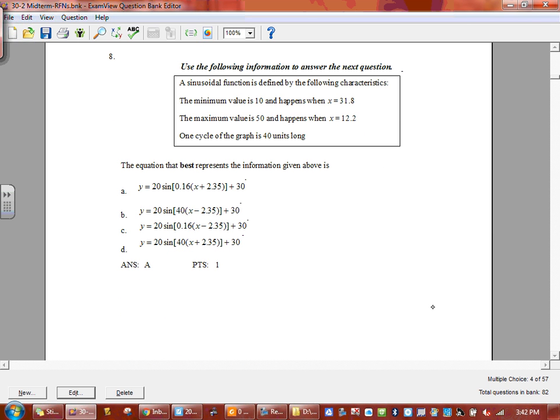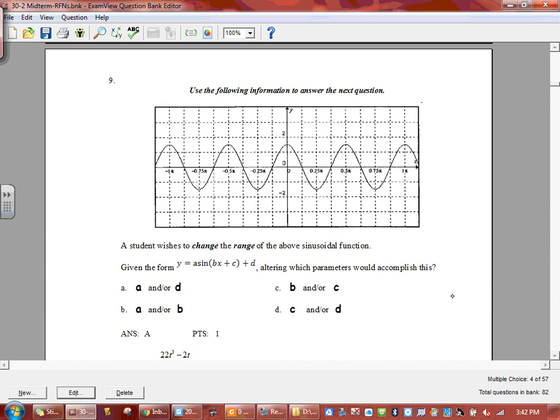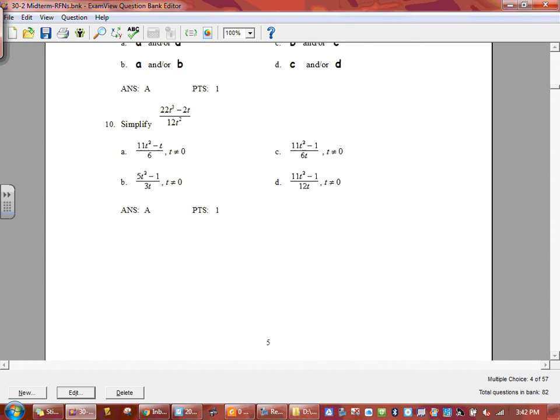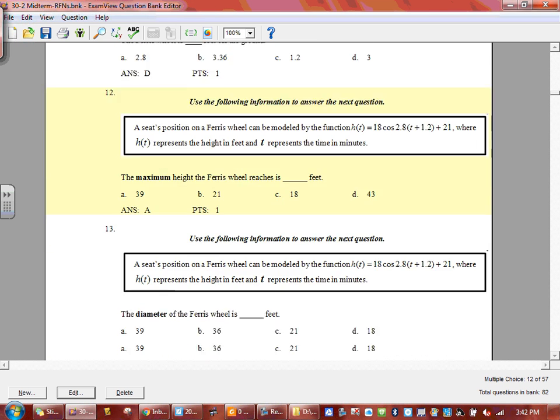Sinusoidal, here's your equations. Which one matches the information? You have to know what your maxes and your mins are, and how to reverse it to go into an equation. Then there's graphs. You have to say what would do the change. And there's straight up questions like these guys.